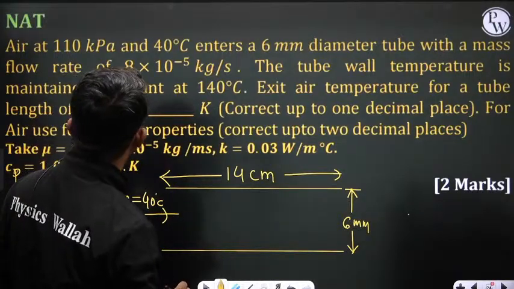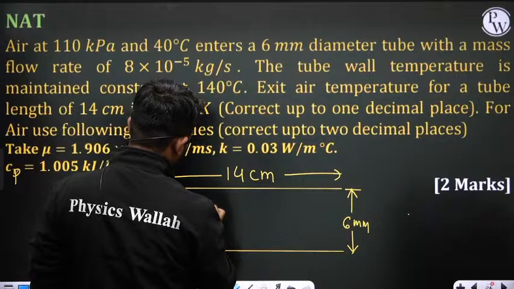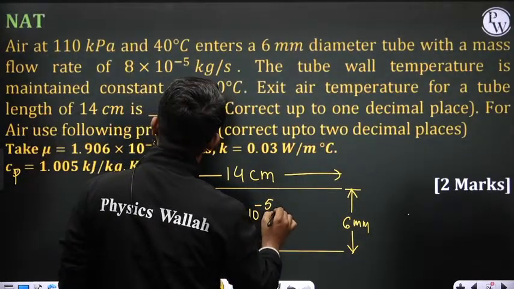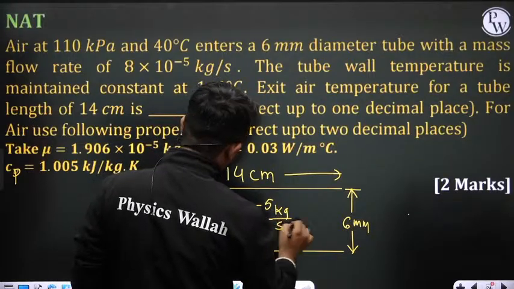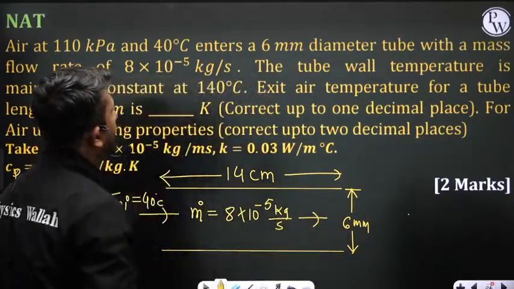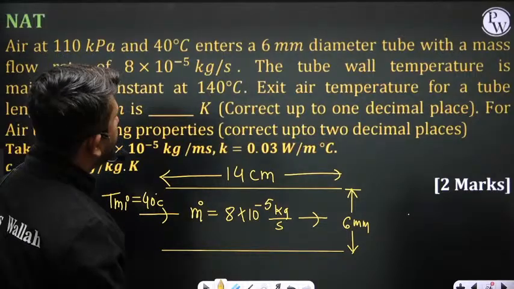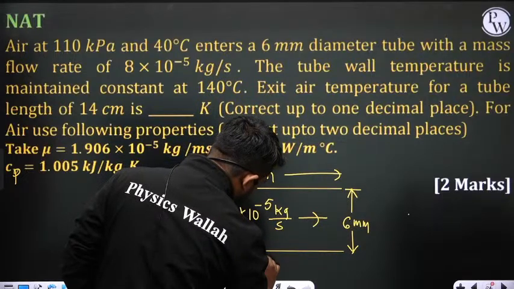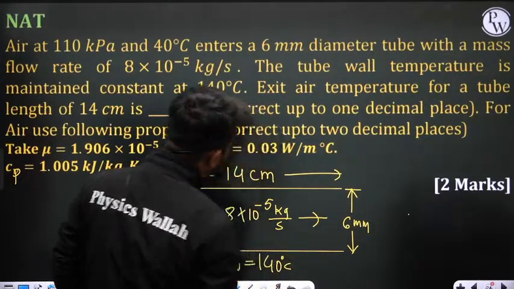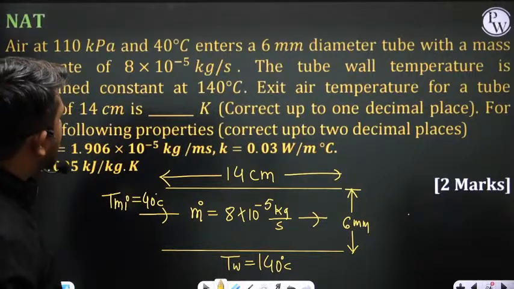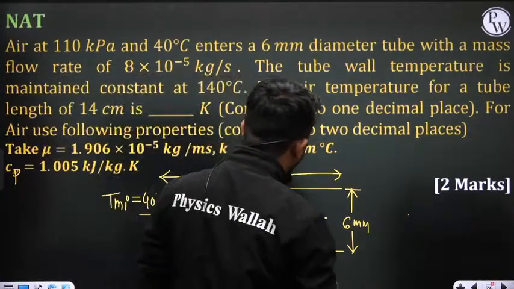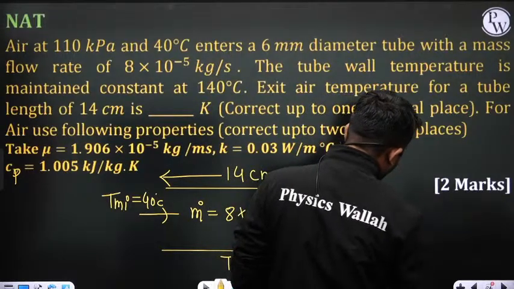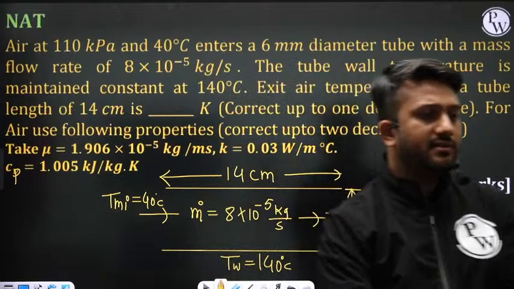And the mass flow rate is given as 8 into 10 to the power minus 5 kg per second. The exit temperature is unknown, and the tube is maintained at a constant temperature of 140 degrees Celsius. So the surface or wall temperature is constant at 140 degrees Celsius. In the question it is asked what is the exit air temperature for the tube, what is the Tme, the exit temperature of the fluid?